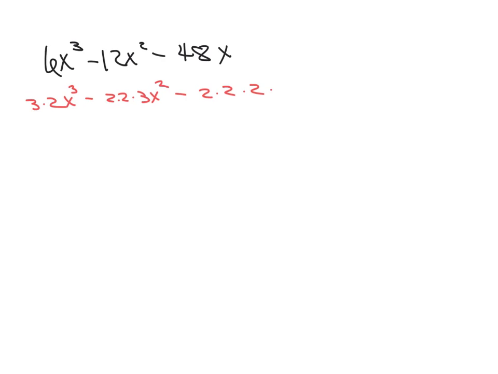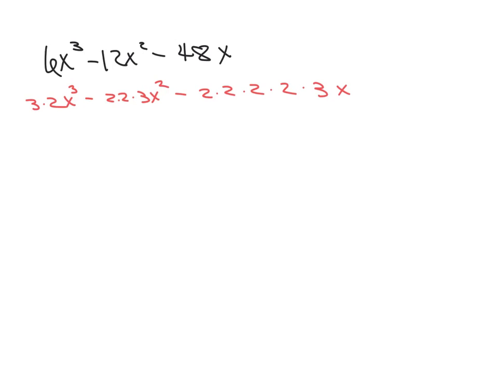6x cubed minus 12x squared minus 48x. Okay, so we look at this and we write this as 3 times 2 times 2 times, it's 8 times, that's 16 times 3. Okay, so that equals 48.